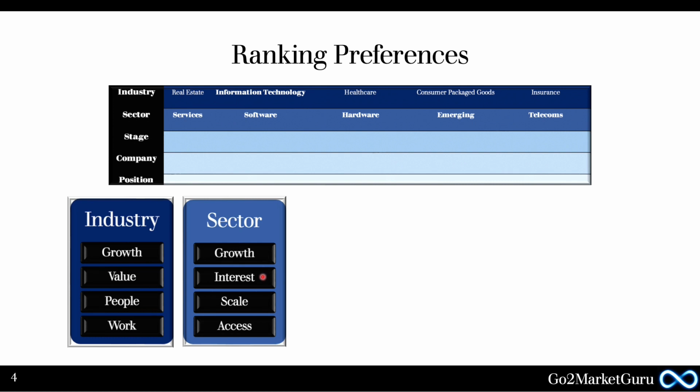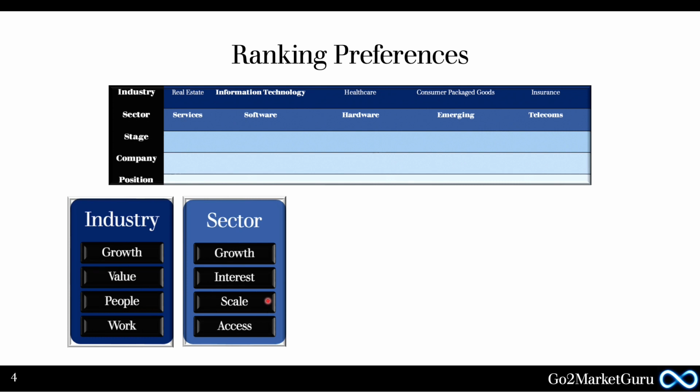Two, do you have interest in that particular subsector? Are you interested in telecoms? Or are you interested in the emerging new stuff? Or do you like hardware because it just makes sense to you? Are you more of a service-oriented person? What have you? Scale. The sector. How big is that sector? Is it a $10 billion sector? Is it a $500 billion sector?